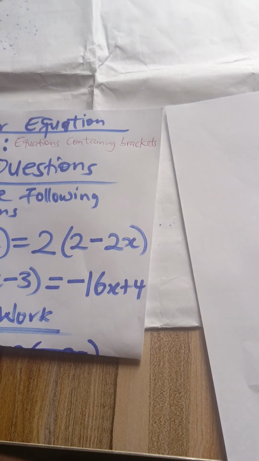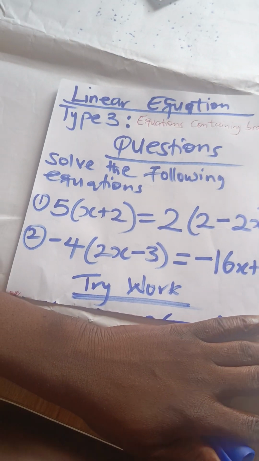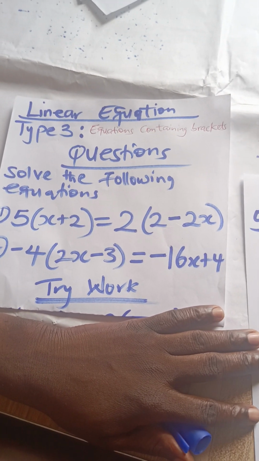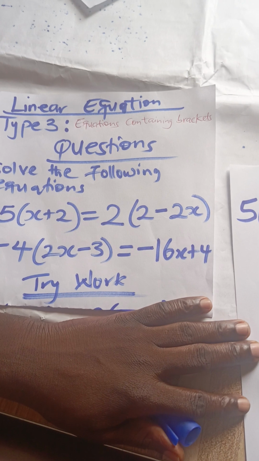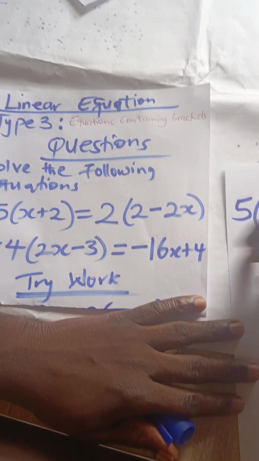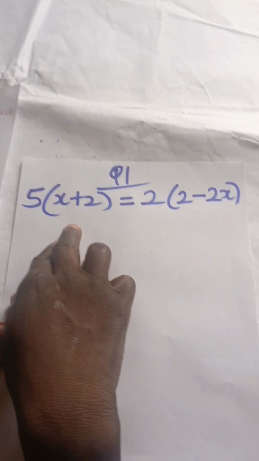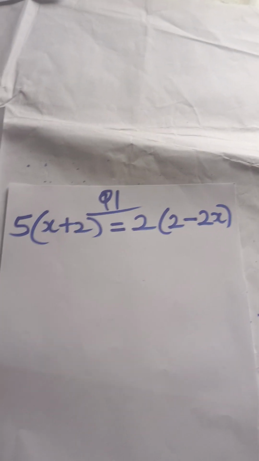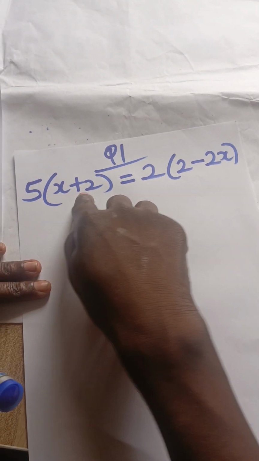All right, so now let's start. Question 1 is saying that 5 bracket x plus 2 bracket close is equal to 2 bracket open 2 minus 2x. This is an equation because we have an equal sign here. Now, in this type of question, we are going to remove the brackets. Whenever an equation contains brackets, expand to remove the brackets. So we have to remove this and to remove that.